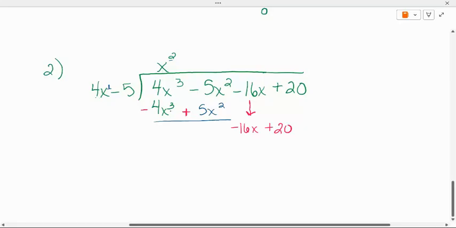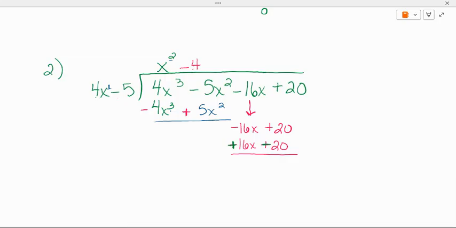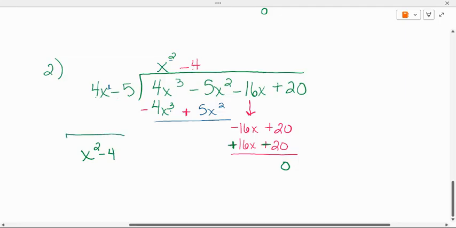So what can I multiply 4x by? 4x times what is negative 16x, Max? Negative 4. So negative 4 times 4x is negative 16x. And negative 4 times negative 5 is a positive 20. I'm subtracting, so I have to change the sign. Negative 16x and positive 16x is 0. 20 minus 20 is 0. So my final answer, x squared minus 4.